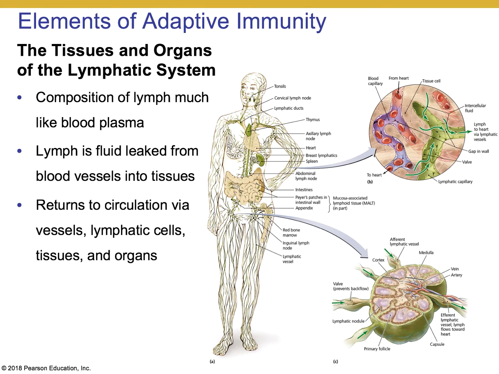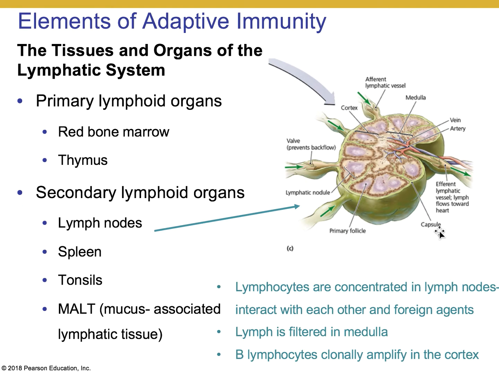So this then returns to circulation at the heart, and the different parts of the lymphatic system include cells, tissues, and organs, which are all diagrammed here. The most important ones being the lymph nodes. Those are a part of what are known as the secondary lymphoid organs. The primary ones are just where the lymphocytes are produced and mature.